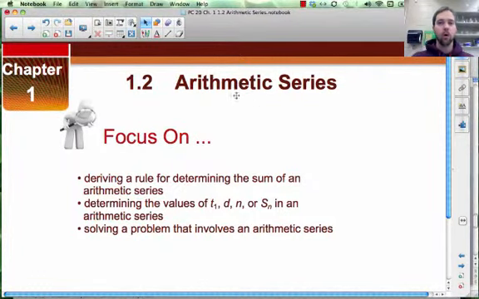In lesson 1.1 we learned all about arithmetic sequences. Today we're going to see what the difference is between a sequence and a series.